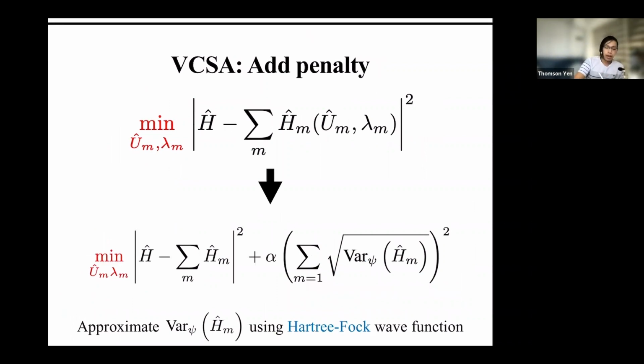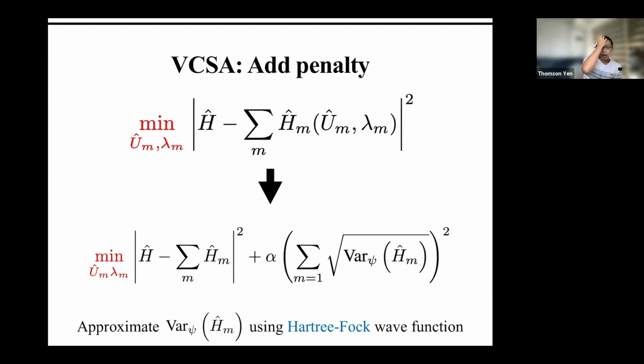And here, alpha is a term that balances the importance between the first term and the second term. The first term is necessary because you want to express your Hamiltonian as a linear combination of Hn. And the second term is also important because that's the number of measurements you need. In practice, we found choosing alpha to be 10 to the -5 works. We want the first term to be almost 0, but we also want the optimizer to care about the second term.